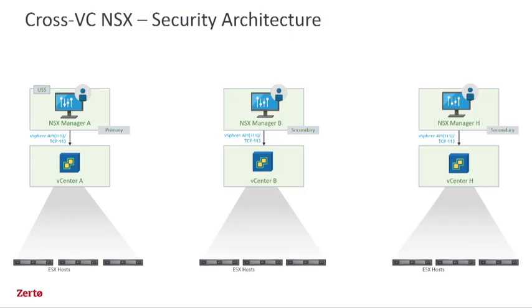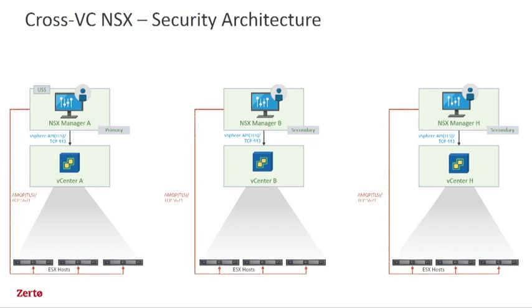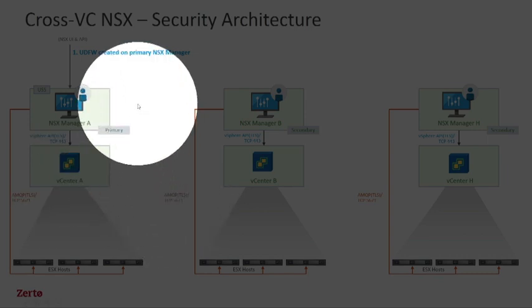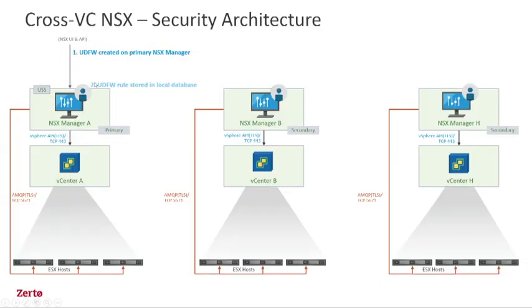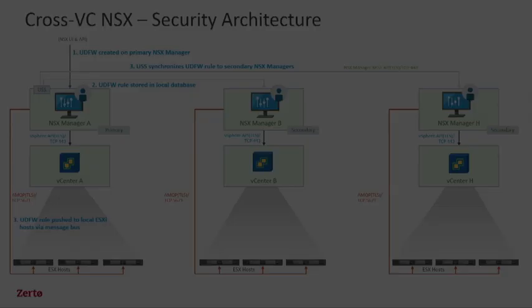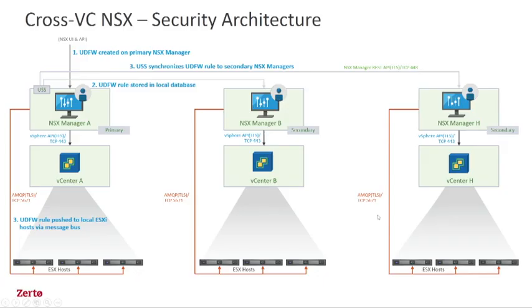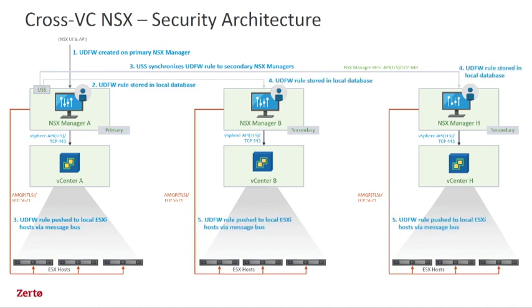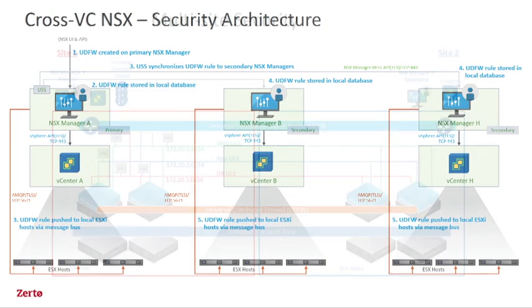So here again, I have my primary and secondary sites, primary NSX manager, secondary NSX managers. I have my message bus from each NSX manager to my host. I create my universal distributed firewall rule on my primary NSX manager here. It gets stored locally. It gets pushed down to all its hosts via the message bus. At the same time, it gets synced to the secondary NSX managers, which store it locally, and then also push it down to their respective hosts. So now I have consistent security across all of my sites. Right? This is how that's being achieved.